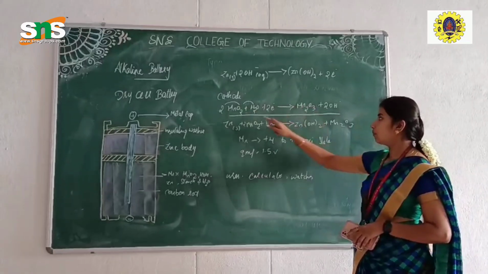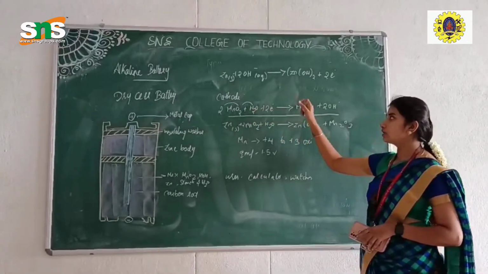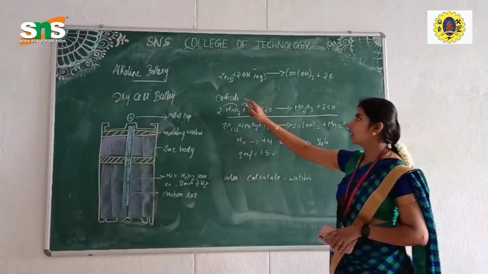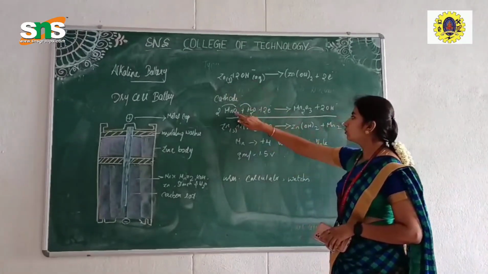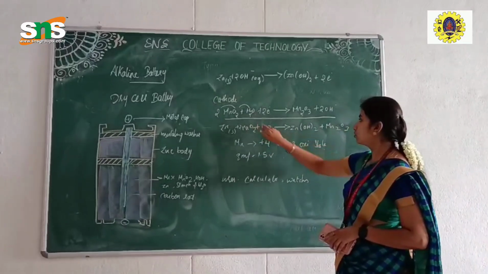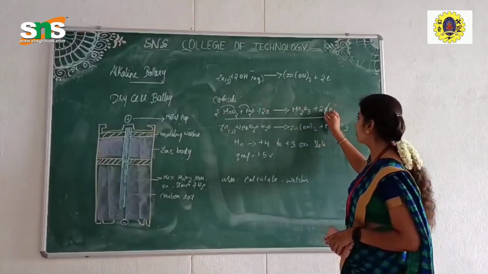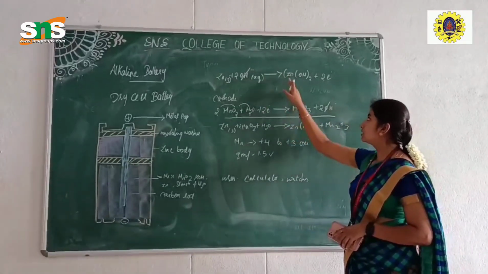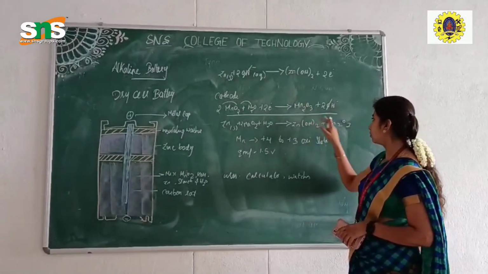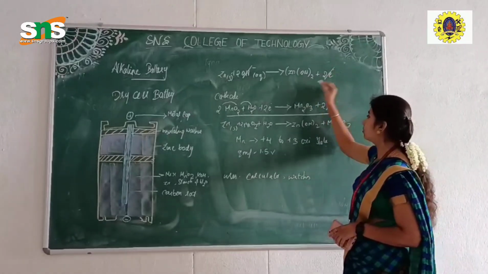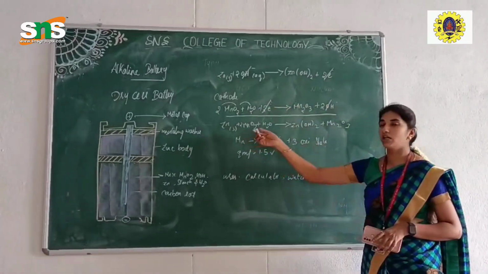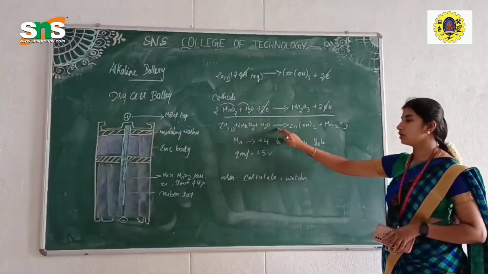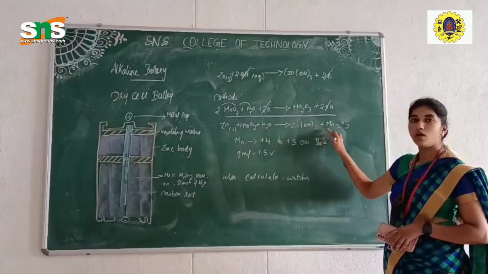This gives Mn2O3 plus 2OH minus. With the anode and cathode reactions, we consider the overall reaction: zinc plus 2MnO2 and H2O. The 2OH minus and the 2e minus are the same on both sides and can be cancelled. So the overall reaction is zinc plus 2MnO2 plus H2O giving Zn(OH)2 plus Mn2O3.